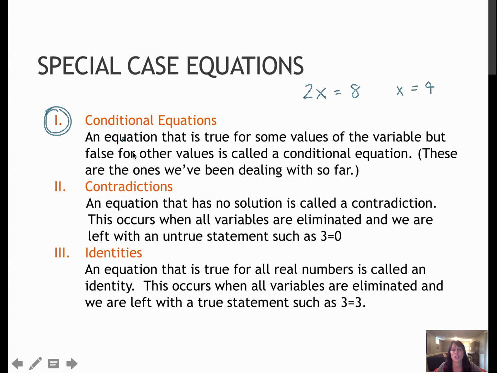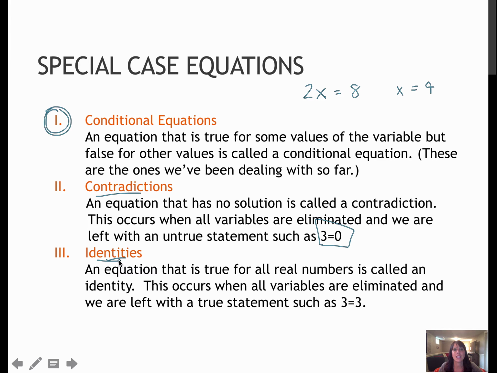The two we will focus on in this lesson are the contradictions and the identities. So a contradiction is something that has no solution. So if we are to solve something, and what happens is all of the variables go away, and we're left with something that is untrue, like 3 equals 0, that would be a contradiction. We would say it has no solution.